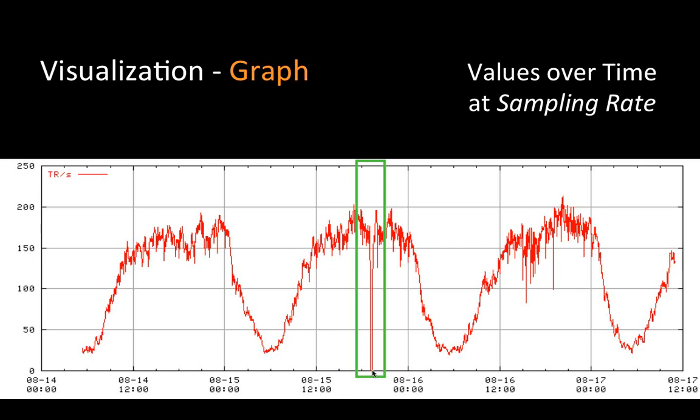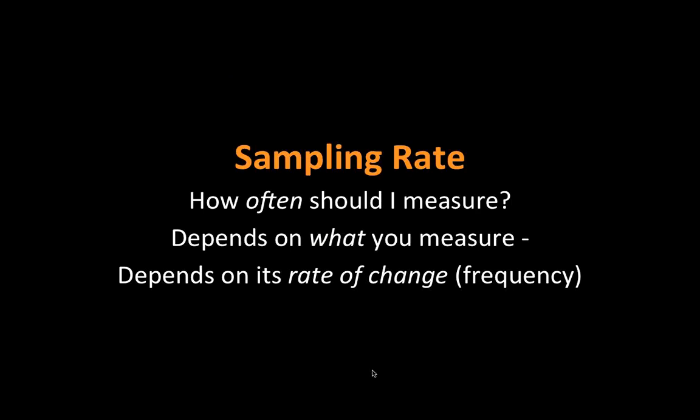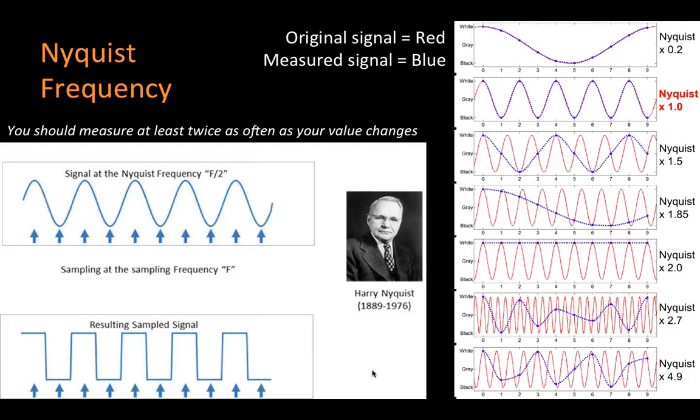So this is a graph. Something to note about graphs. It's very nice, it's visual, you can see it very easily, very commonly used. There's something about the sampling rate. The sampling rate means how often should I measure my values? Well, that depends on what you are measuring. And that ultimately depends on the rate of changes in what you are measuring, which is the frequency of your changes. Now it gets a bit, let's say, theoretical or physical here. There's something called the Nyquist frequency. Harry Nyquist came up with this theory that was proven. You should be measuring at least twice as often as your values are changing.